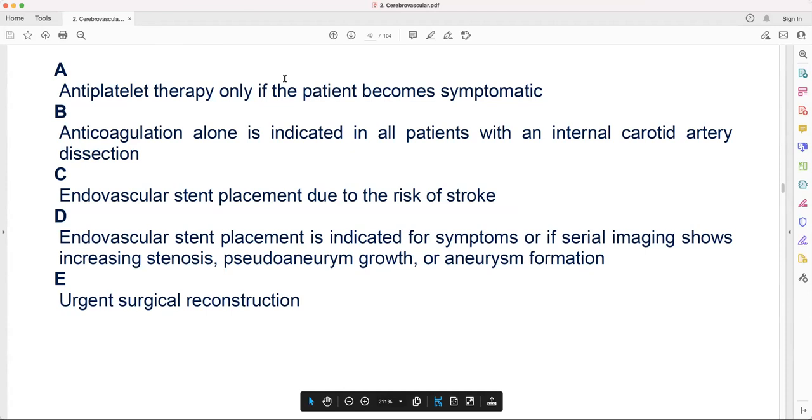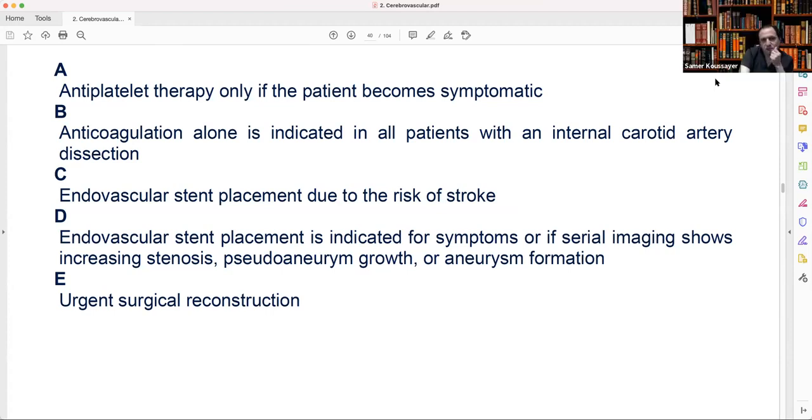Doctor, just to clarify, if I have patients with asymptomatic stenosis, like 70 and 60, or 60 on both sides, how do I follow up this patient? How frequently?